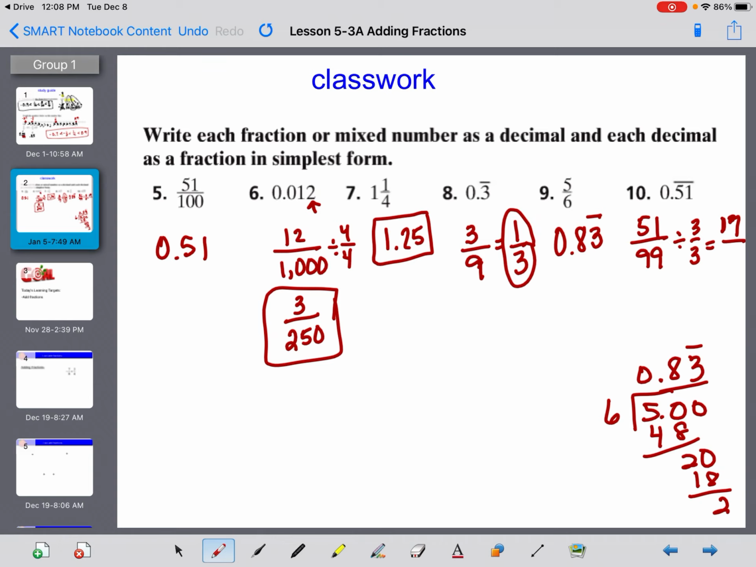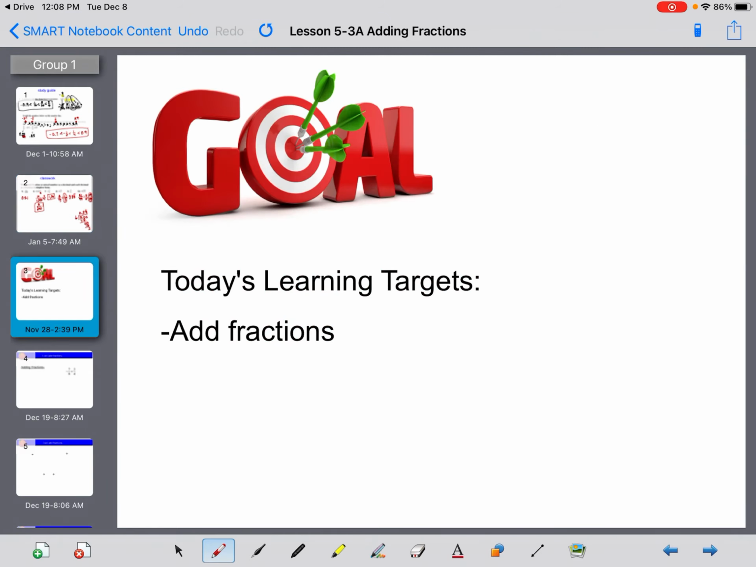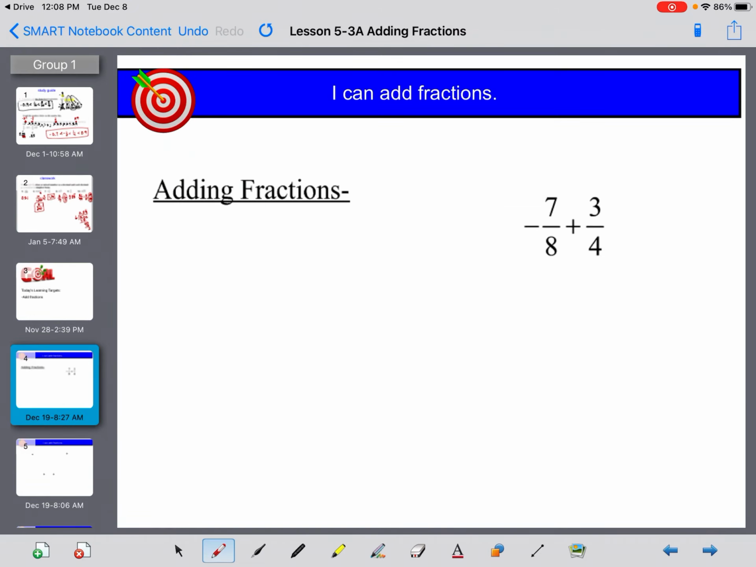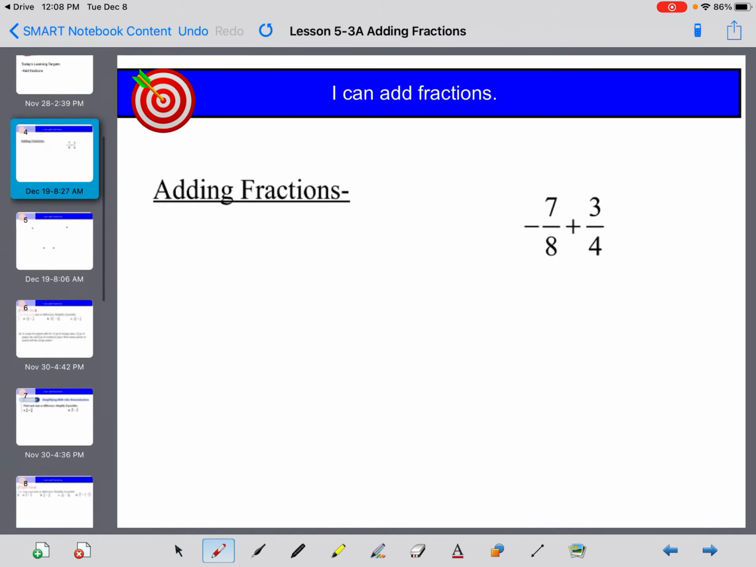33, or 99 divided by 3 is 33, and that's our answer. All right, that was excellent review. Going on. Today we're going to talk about how to add fractions. To add fractions, you are simply going to find a common denominator.